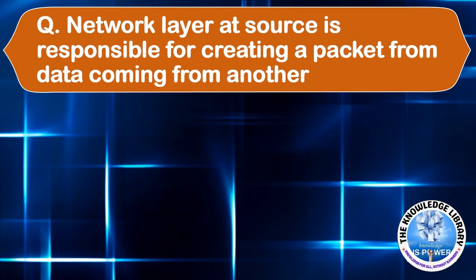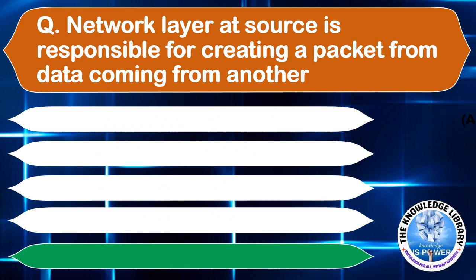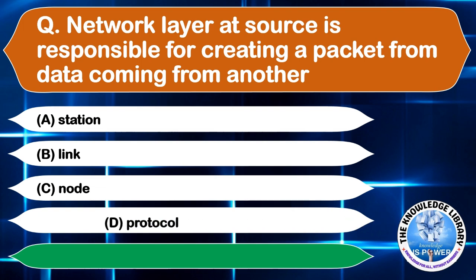The next question is, network layer at source is responsible for creating a packet from data coming from another. Option A, station. Option B, link. Option C, node. Option D, protocol. The correct answer is option D, protocol.